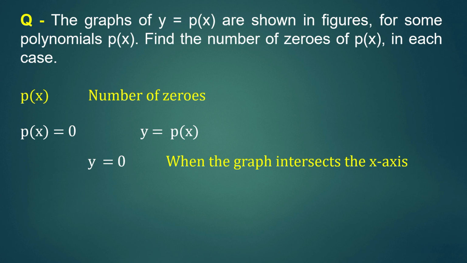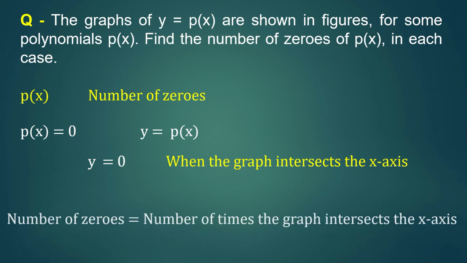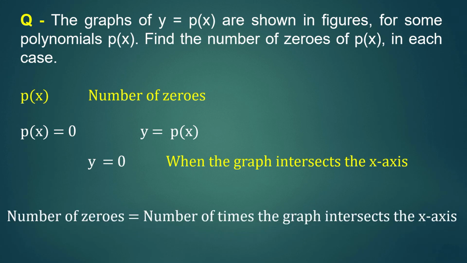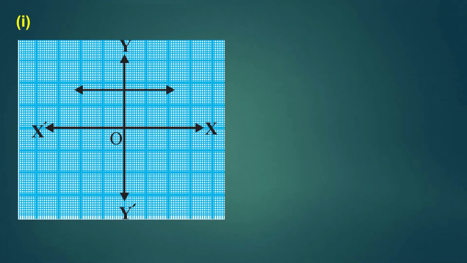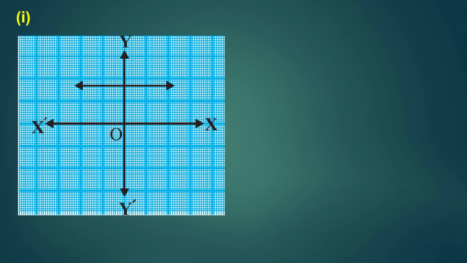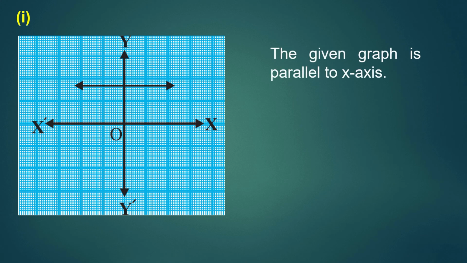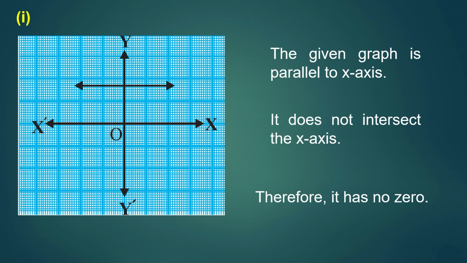So, we can conclude that the number of zeros of p of x will be equal to the number of times the graph of p of x intersects the x-axis. Now, let us have a look at the graphs given to us. In the first part of the question, we can see that this graph of p of x is parallel to the x-axis, which means it does not intersect the x-axis even once, and therefore p of x has no zeros.